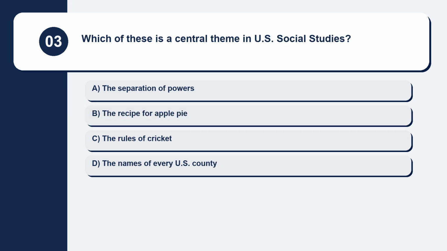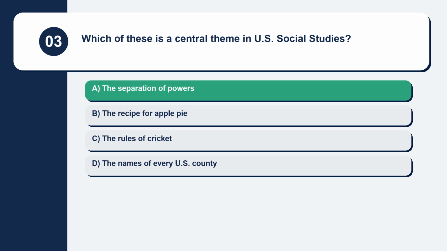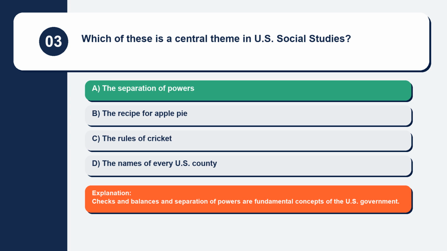Question 3. Which of these is a central theme in U.S. social studies? The separation of powers, the recipe for apple pie, the rules of cricket, the names of every U.S. county. Checks and balances and separation of powers are fundamental concepts of the U.S. government.